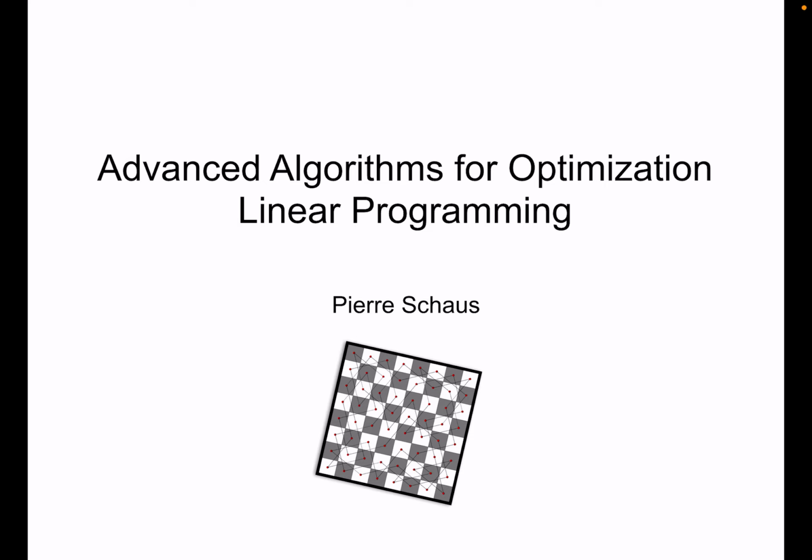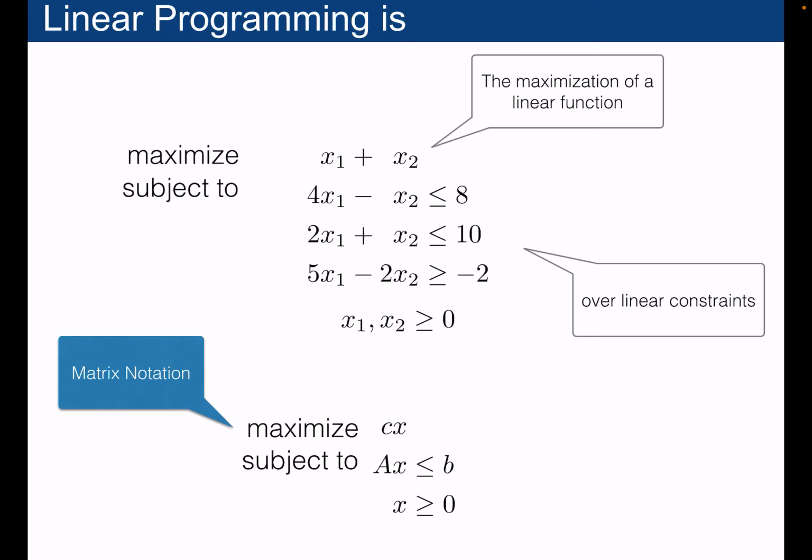Today we will discuss linear programming, which is a technique for solving optimization problems in which all the constraints are linear and the objective function is also linear. Let's start with one very simple example.